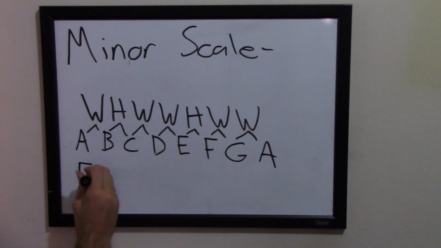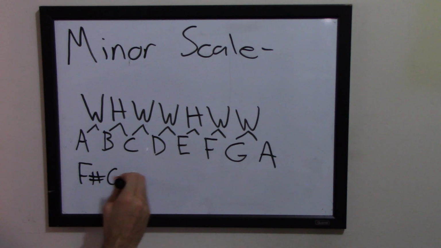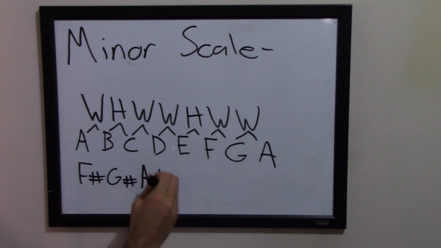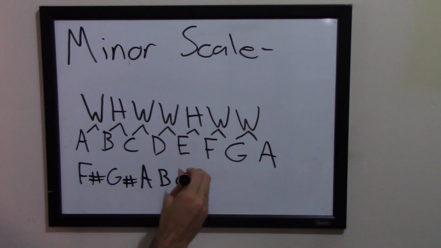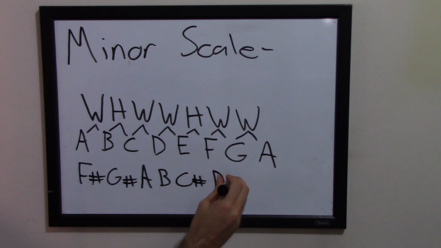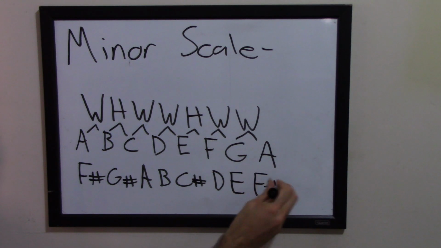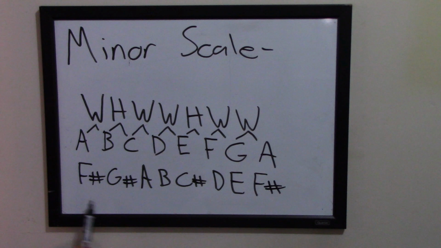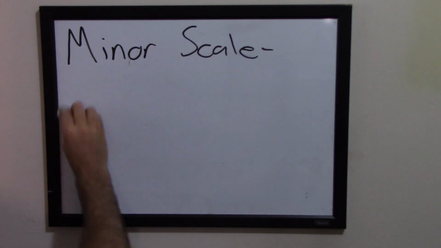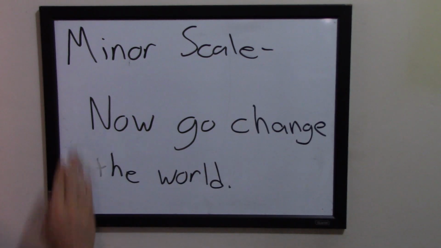Okay, let's do another example. Let's do an F sharp minor scale. What does that mean? You're going to start on an F sharp and go whole, half, whole, whole, half, whole, whole. So that means you start on F sharp, go up a whole step to G sharp, go up a half step to A, go up a whole step to B, a whole step to C sharp, a half step to D, a whole step to E, and a whole step to F sharp. What does that give you? F sharp, G sharp, A, B, C sharp, D, E, F sharp. And that would be an F sharp minor scale. Now you are all professionals at constructing and crafting your very own minor scales.